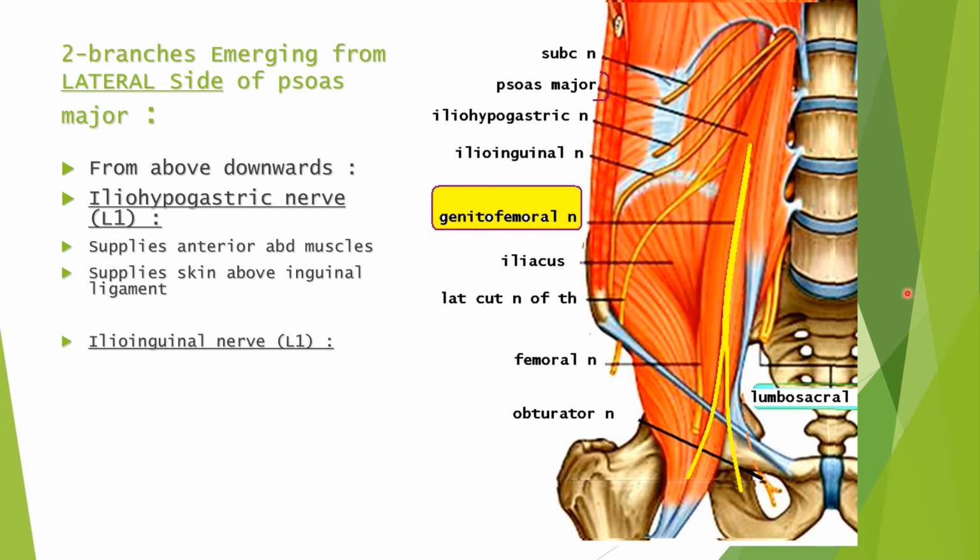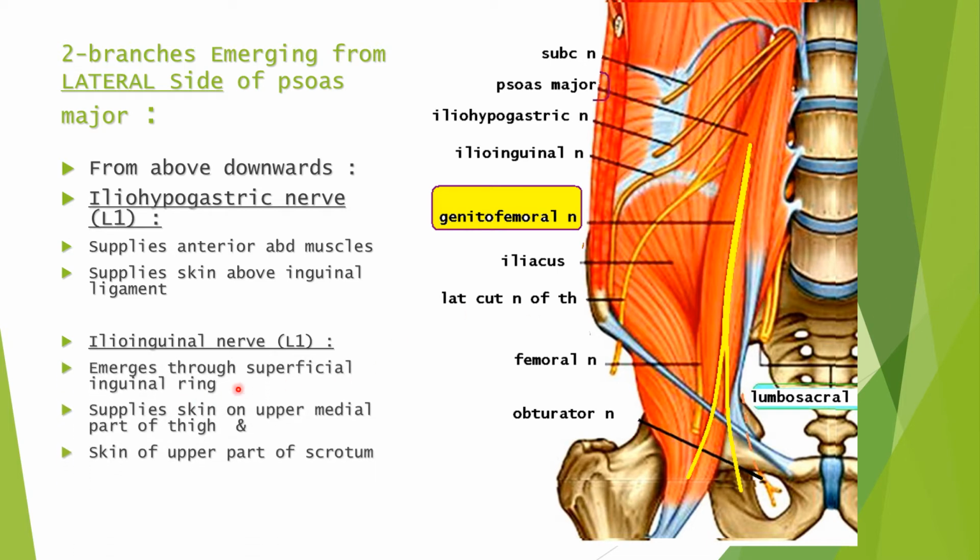The other branch is the ilioinguinal nerve. This passes through the superficial inguinal ring and supplies skin on the upper medial part of the thigh and skin over the upper part of the scrotum.